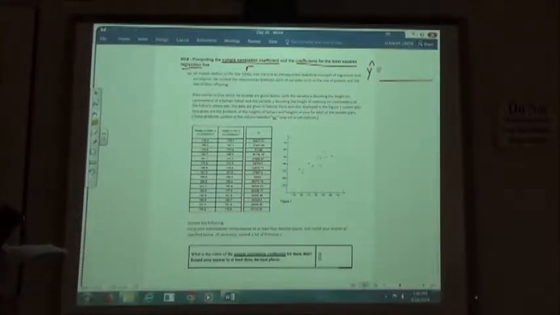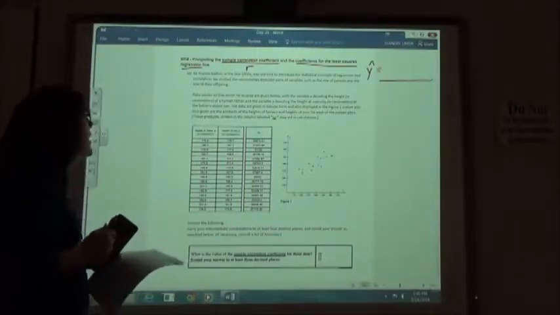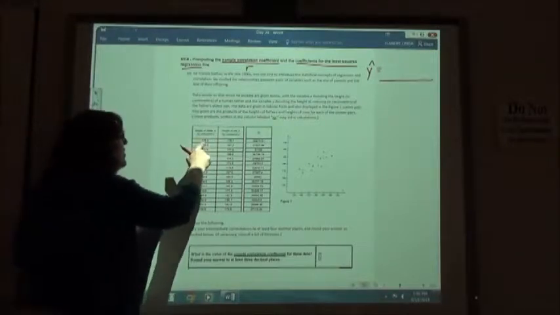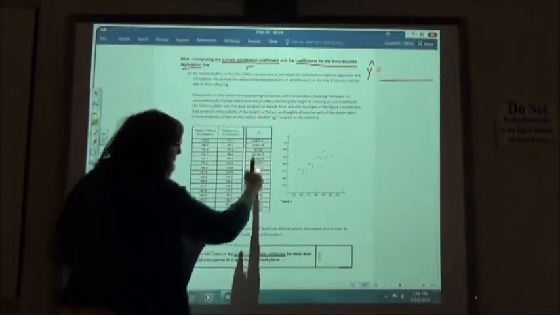Also given are the products of the heights of the fathers and the heights of the sons for each of the 16 pairs. These products written in the column labeled XY may aid in your calculation. They will in your calculation because you need to have them. So they're not going to make you take the 175.3 times the 176.7. They already did that for you.